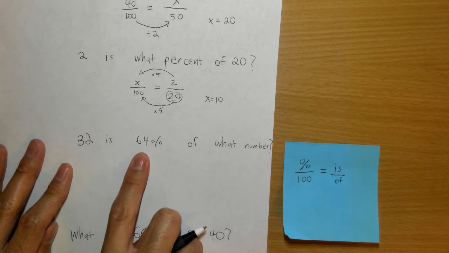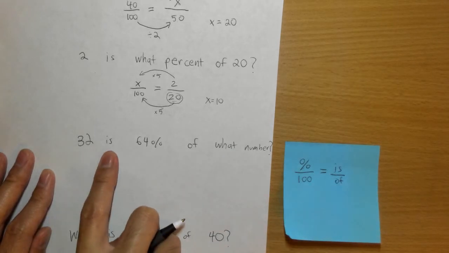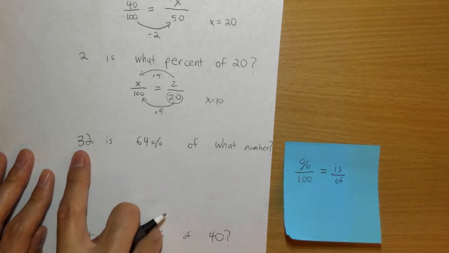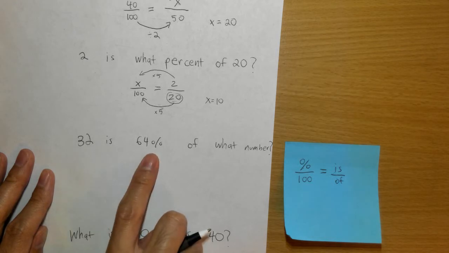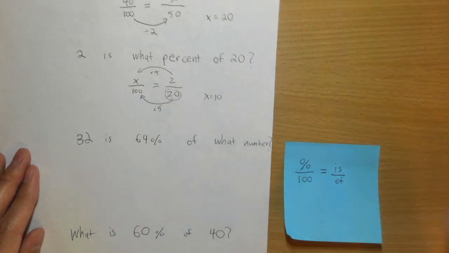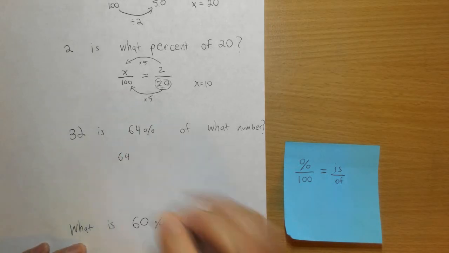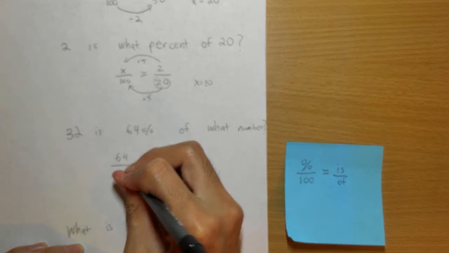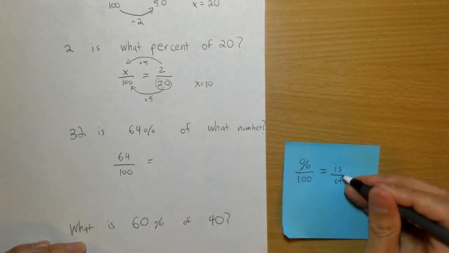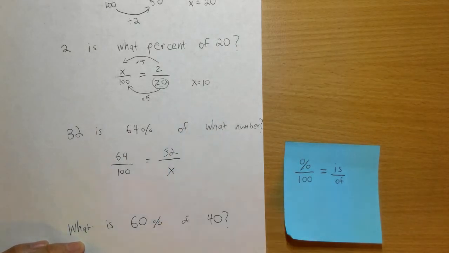32 is 64% of what number? 32 is my part. 64% is my percent value of what number? So I need to find the whole. In other words, it's kind of like I got 32 problems right, but I don't know how many problems were on the test. I'm trying to find out the total amount of problems on the test. So I got my percent value, always out of 100. I got my is value, my part, and I'm looking for that whole. I don't know what this whole is.